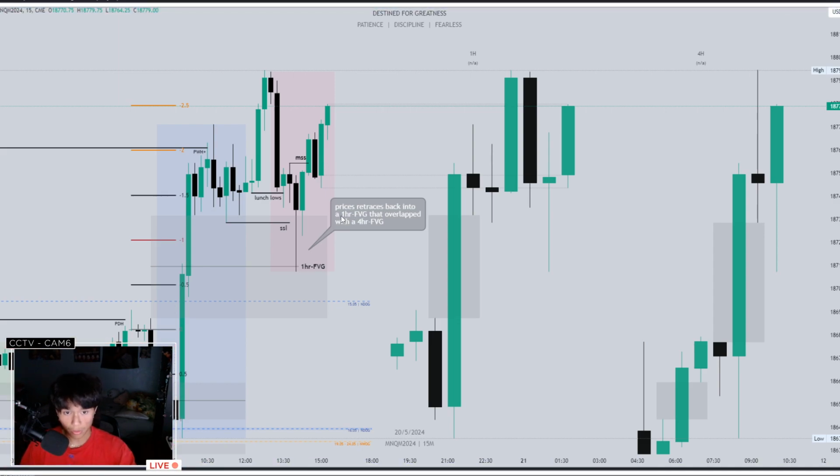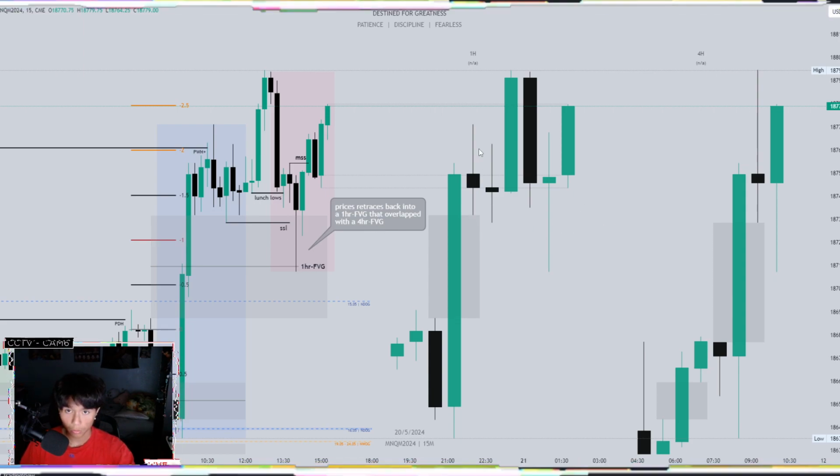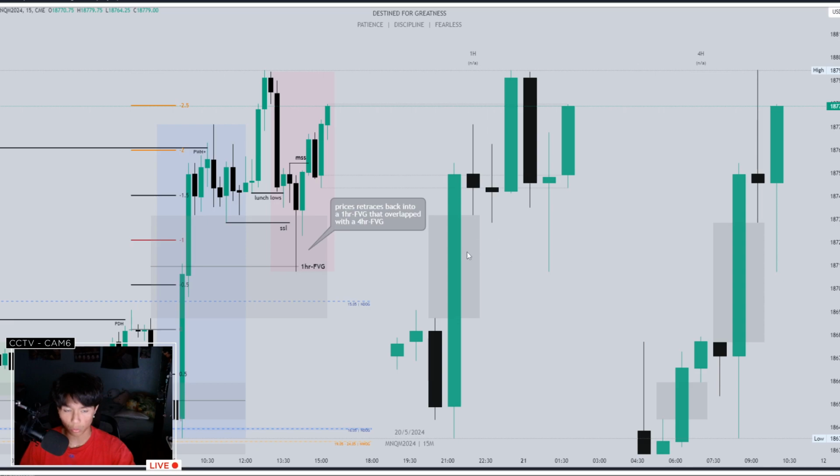Price retraces back into a 1-hour fair value gap that overlapped with a 4-hour fair value gap. So we have fair value gaps on different time frames aligning with each other, this hourly fair value gap and this 4-hour fair value gap. And we just took sell side. We had a market structure shift right here, and we're going to attack this high right here, this previous hourly high. So that market structure shift is my third confluence that we're probably going to take the hourly high. That's our third.